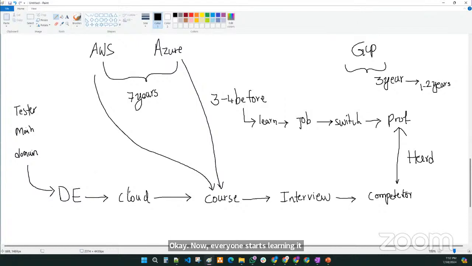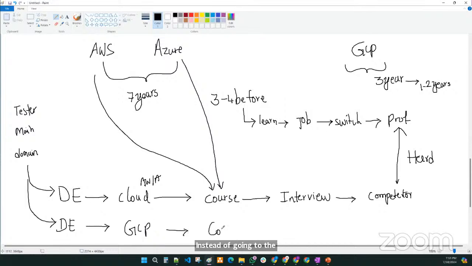Now instead of going down this path, instead of learning AWS and Azure, this time you learn GCP. You learn the GCP course. Now you go to the interview. Now tell me, who are your competitors in the interview?